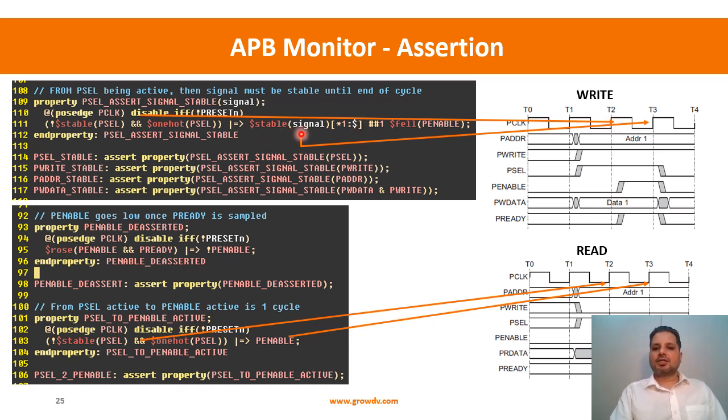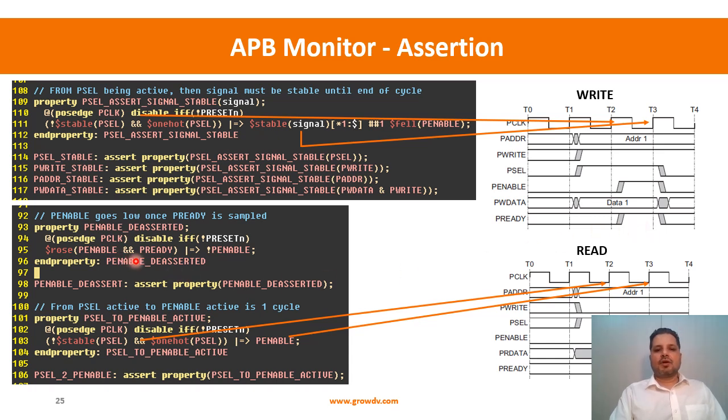So the signal should remain stable and it should not change, and this stability can continue for like 1:$, indicating that you can have it for like multiple wait states. If they come before the access, those get taken care of, and after that 1 clock delay $fell of enable. So then till that point the signal should remain stable, and that has been applied to P cell, P write, P address, and then PW data ANDed with the P write, right? So for all of those signals, we are checking the stability.